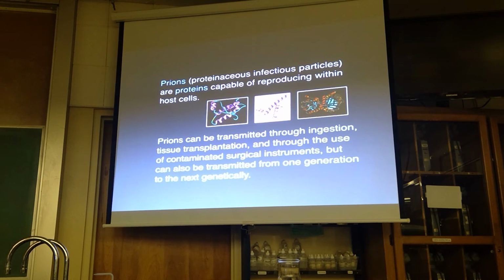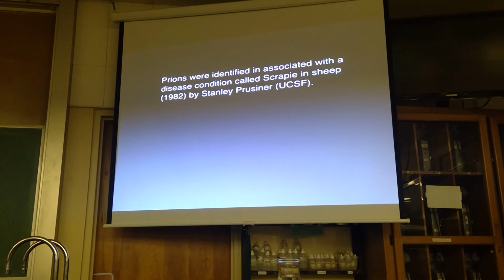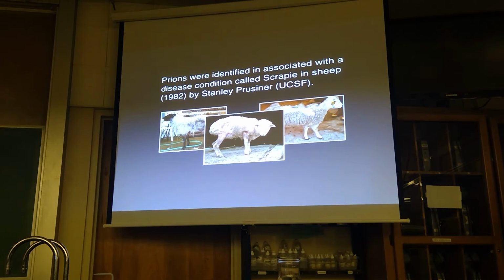So prions are proteins. They were first identified in 1982. Stanley Prusiner at UC San Francisco is recognized for identifying these things, and it was very controversial at the time because people thought there had to be nucleic acid associated with them. You can't just have protein, you have to have nucleic acid. They searched and searched, but apparently they're just proteins that are infectious agents. They do not have nucleic acid.